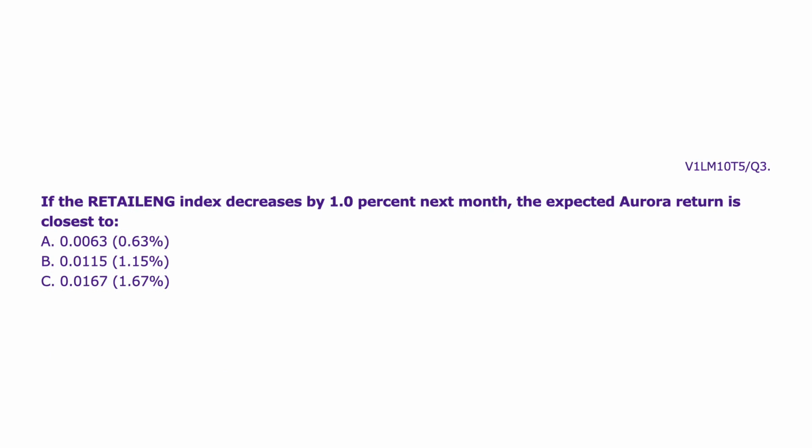If the retailing index decreases by 1.0% next month, the expected Aurora return is closest to A. 0.0063, 0.63%, B. 0.0115, 1.15%, C. 0.0167, 1.67%.